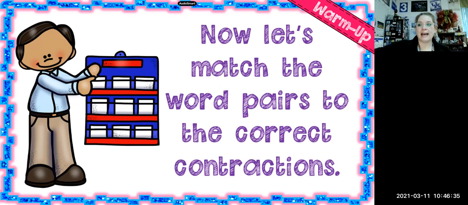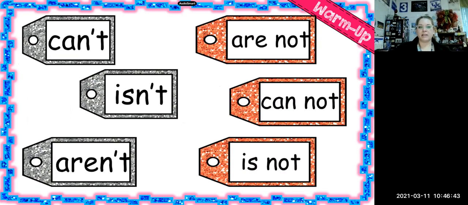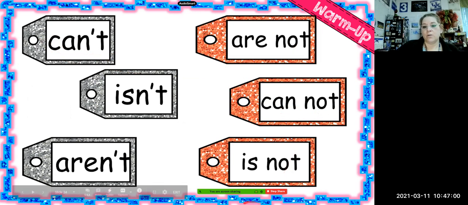All right, so now we're going to match the word pairs to the correct contractions, okay? So here we have three contractions and three sets of word pairs that make a contraction, okay? So what about the word can't? Do you think can't is a contraction for are not, cannot, or is not? Which one do you think it matches?